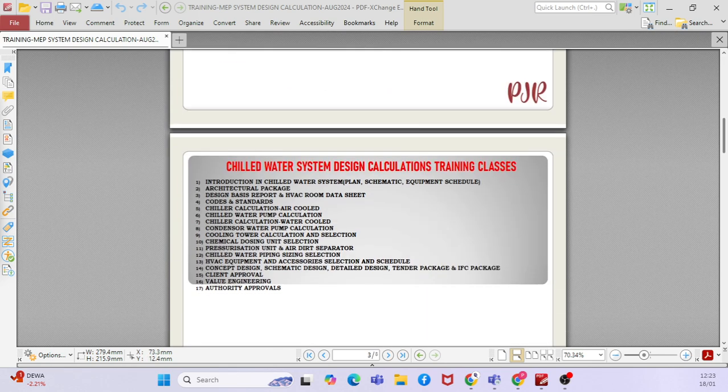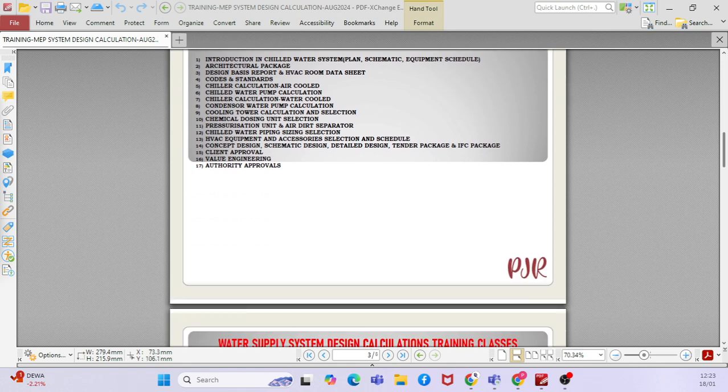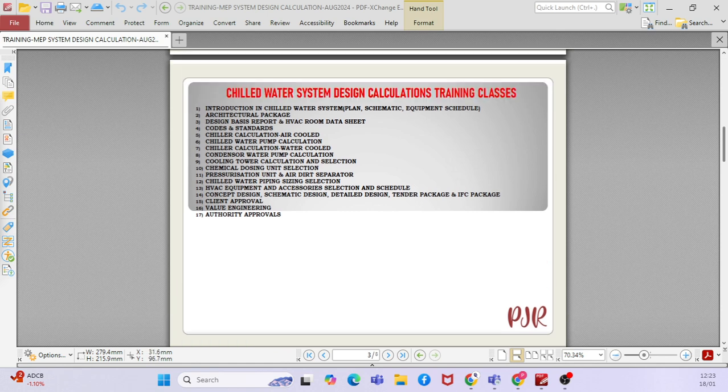Okay. Now, if you come to the chilled water system, basically you have heard about the air cooled chiller, water cooled chiller, and cooling tower. Then there are pumps. You have the building pump and the condenser water pump. Then there is chemical dosing, pressurization unit, air and dirt separator, then chemical dosing system, chilled water pipe sizing. So these are the things we will study in the chilled water system design. We will study the complete circuit.